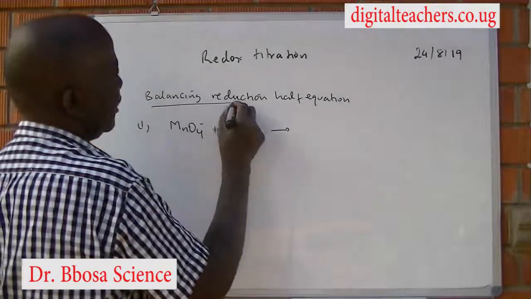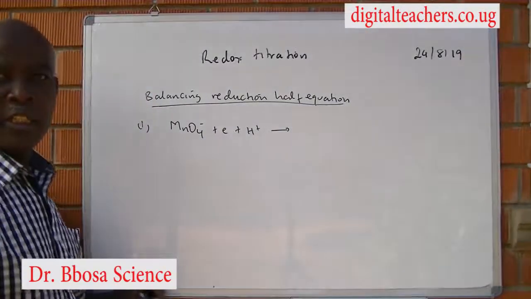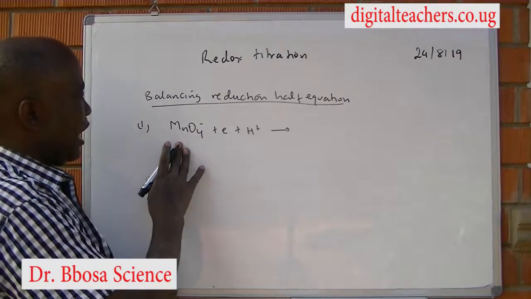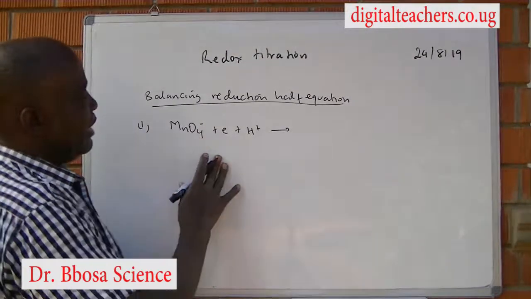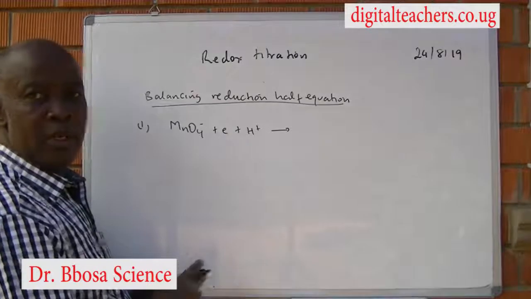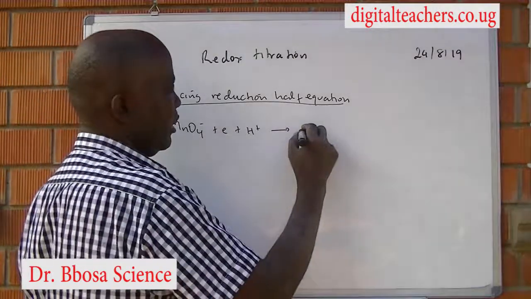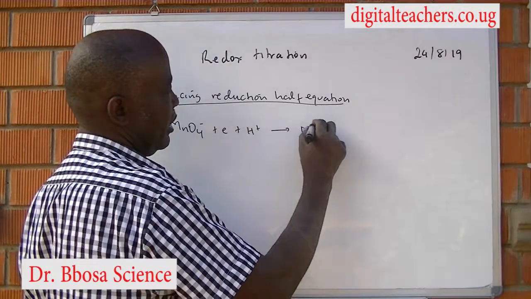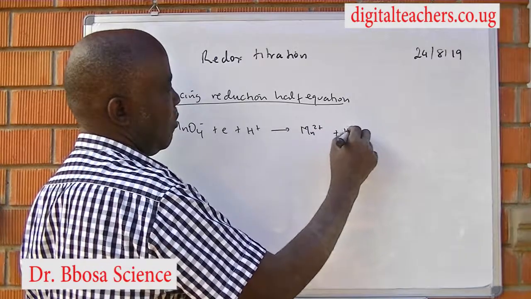Balancing the reduction half equation is, for example, manganese is reduced in the presence of an acid to manganese 2 plus and water.